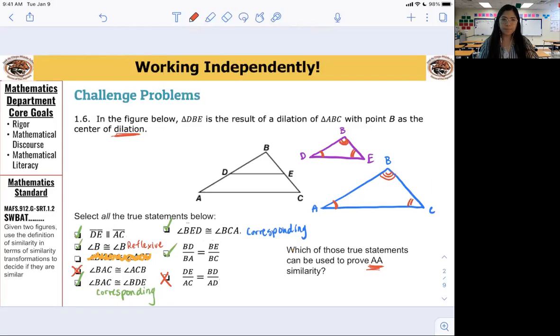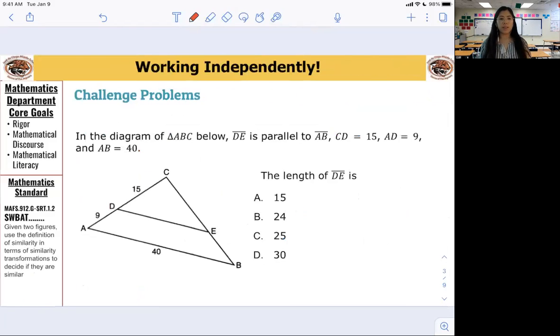Okay, moving right along. In the diagram below, DE is parallel to AB, and then it's telling us CD is 15, AD is 9, and AB is 40, and we're trying to find the length of DE. So try this on your own. I just want to see how we feel about it without going over it first. Try it on your own, select the answer you get, and then we'll go through it.